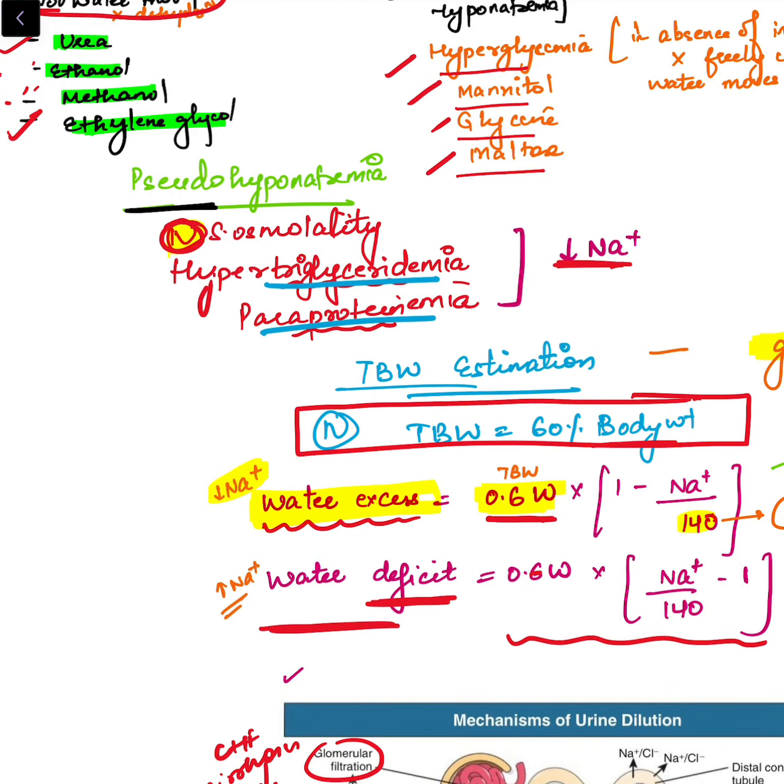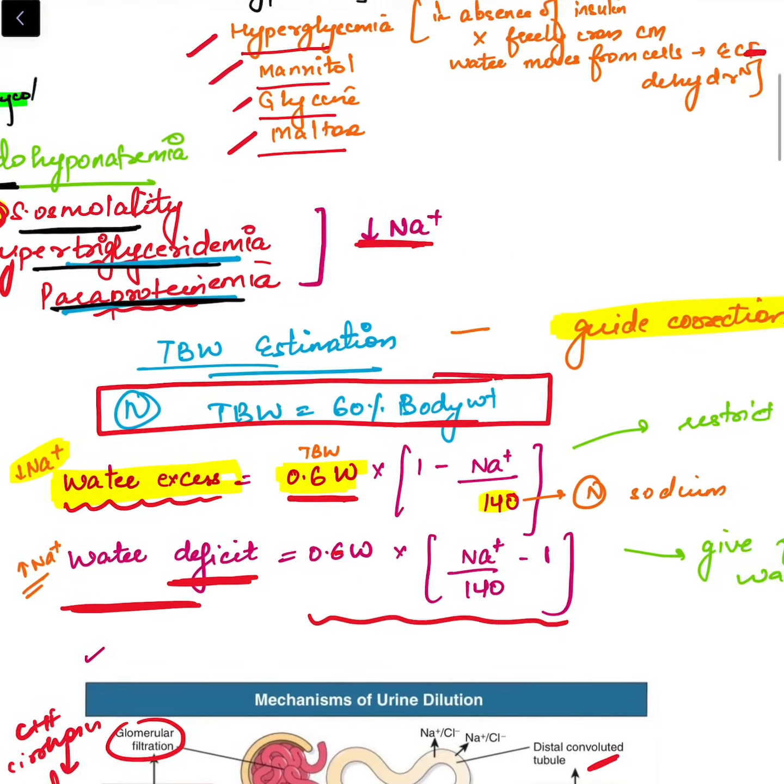On the other hand, there is another entity, pseudohyponatremia. In this case, osmolality remains normal. It's a pseudo type of hyponatremia because, with an increase in triglycerides and proteins, the measured sodium comes out low.